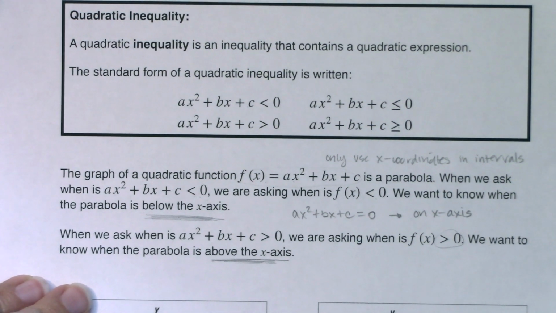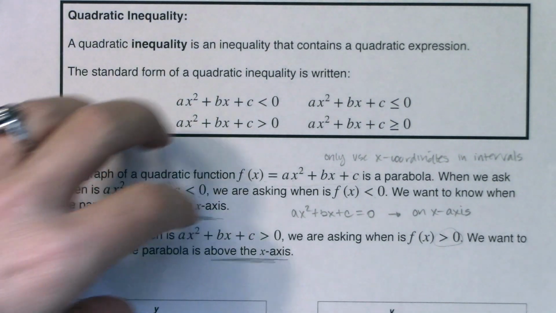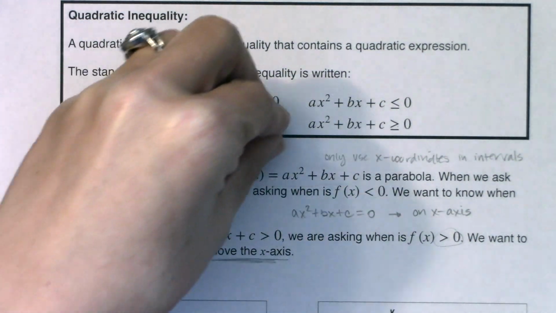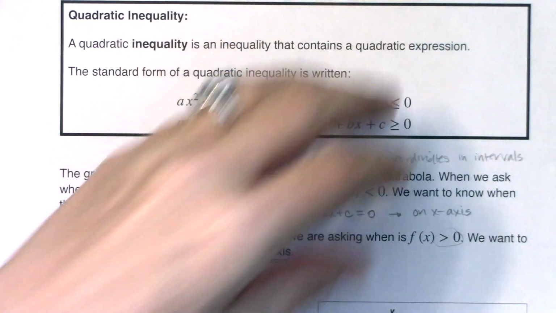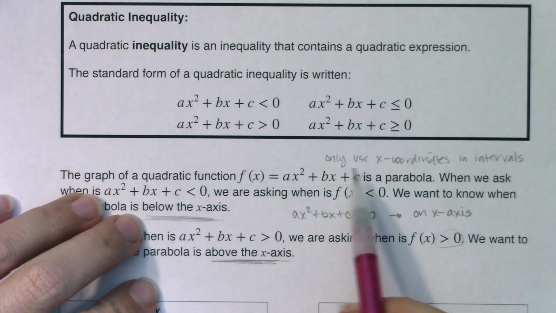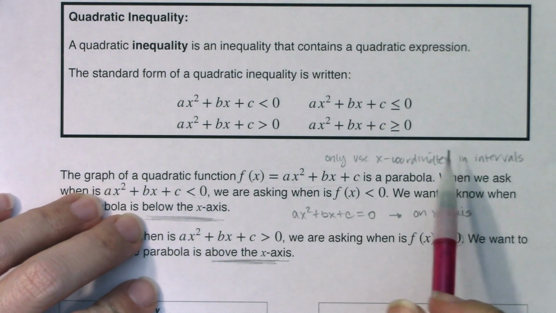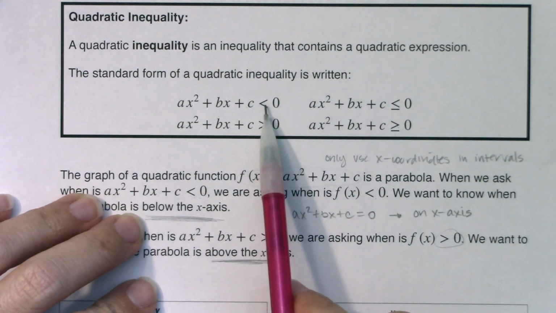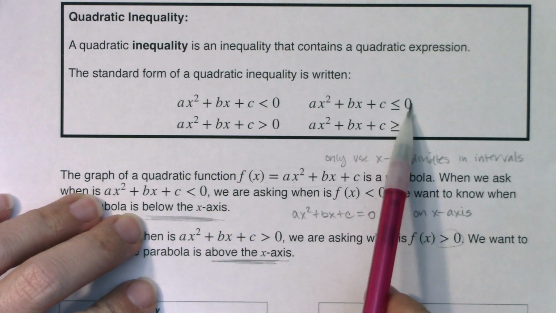So we want to break our graph into 3 different parts, right? When is it below, when is it on, and when is it above the x-axis. So those are the 3 graphical lenses, or the 3 graph categories we're going to look at. And then we're going to write up our intervals using only x-coordinates. And we'll discern parentheses or brackets just based on did I have a less than or equal to, or greater than or equal to.